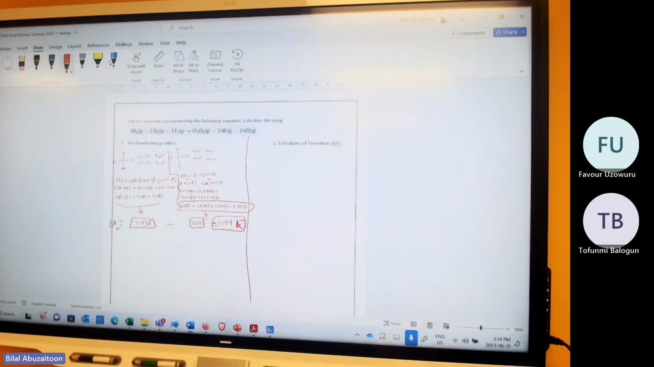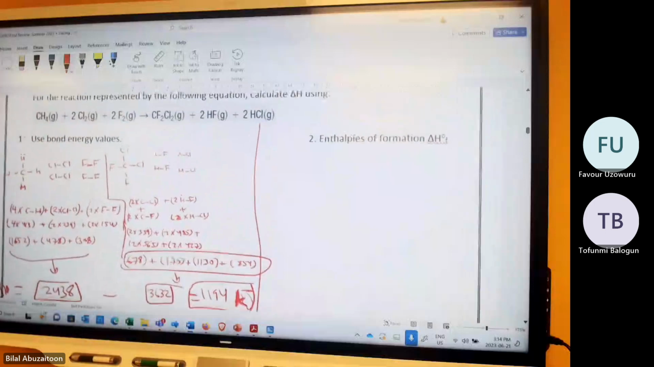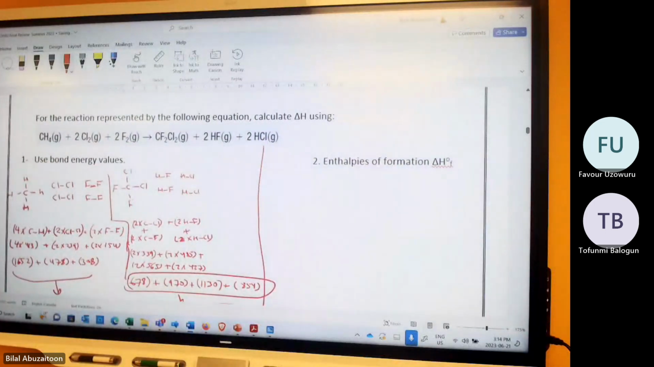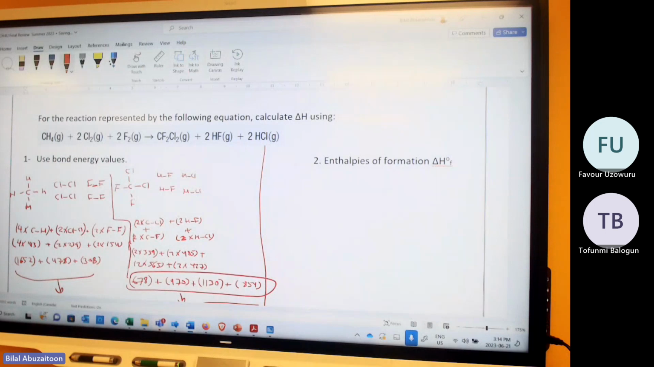Okay. Now enthalpies of formation. Products first, then minus reactants. The products we have delta... Do you find them? Not sure if they are in the table, but the question for sure in the exam, you will have all the values in the table.